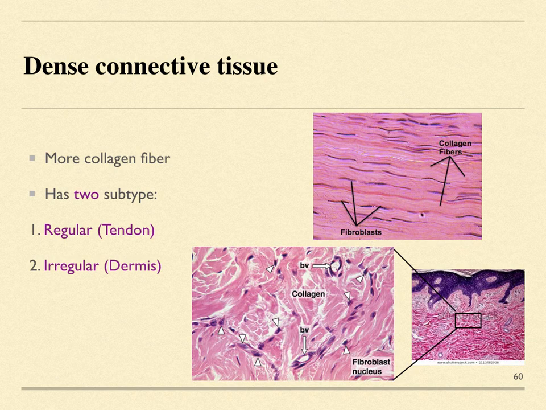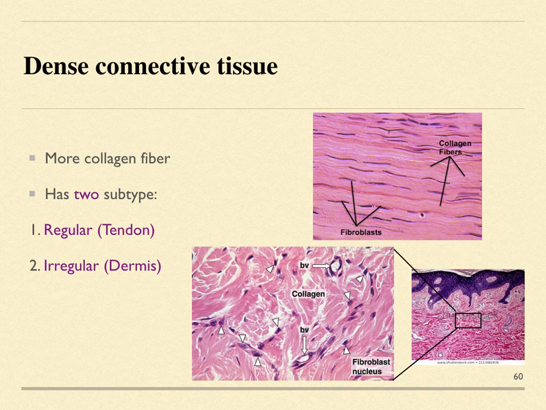Why do we call that regular? Because in the regular connective tissue, like the tendon, we have got the regular type of the dense connective tissue. The collagen fibers are arranged in the same manner, in the same directions, and they are not irregular, they are regular. So we call that the regular dense connective tissue. On the opposite side we have got the irregular dense connective tissue.